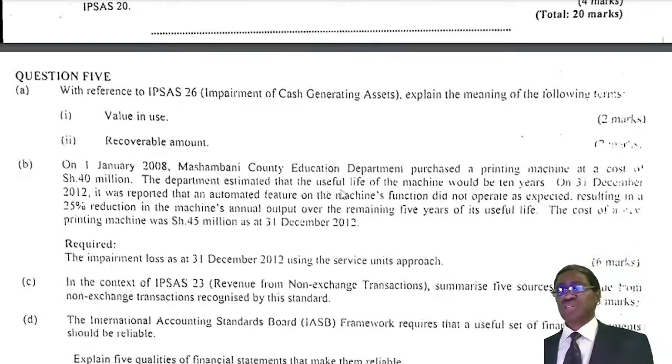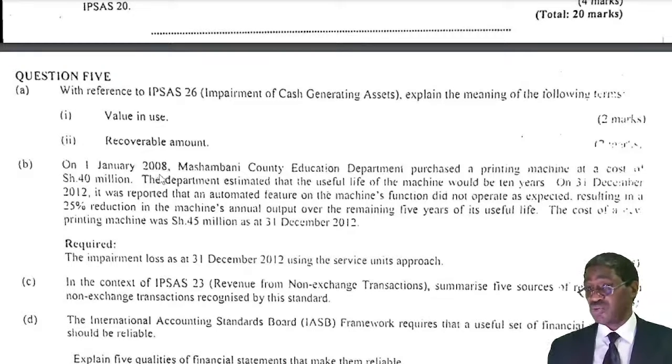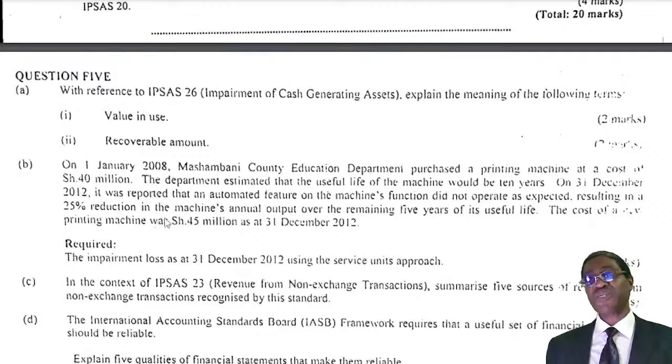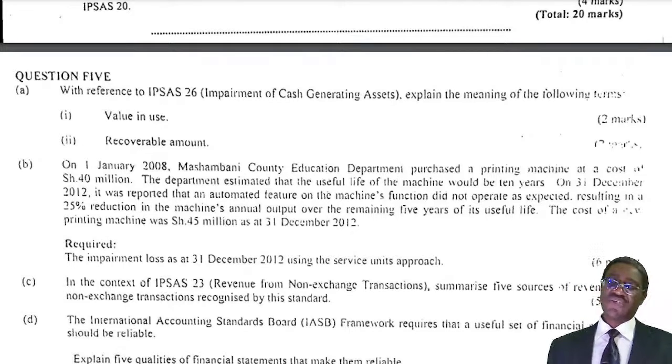Here is a machine costed as 40 million on 1st January 2008, with a useful life of 10 years. On 31st December 2012, the printing machine had its feature not doing as expected, and therefore it resulted in a 25% reduction in the machine's annual output over the remaining 5 years. The cost of a new printing machine is 45 million. Good. Let's do that one now.